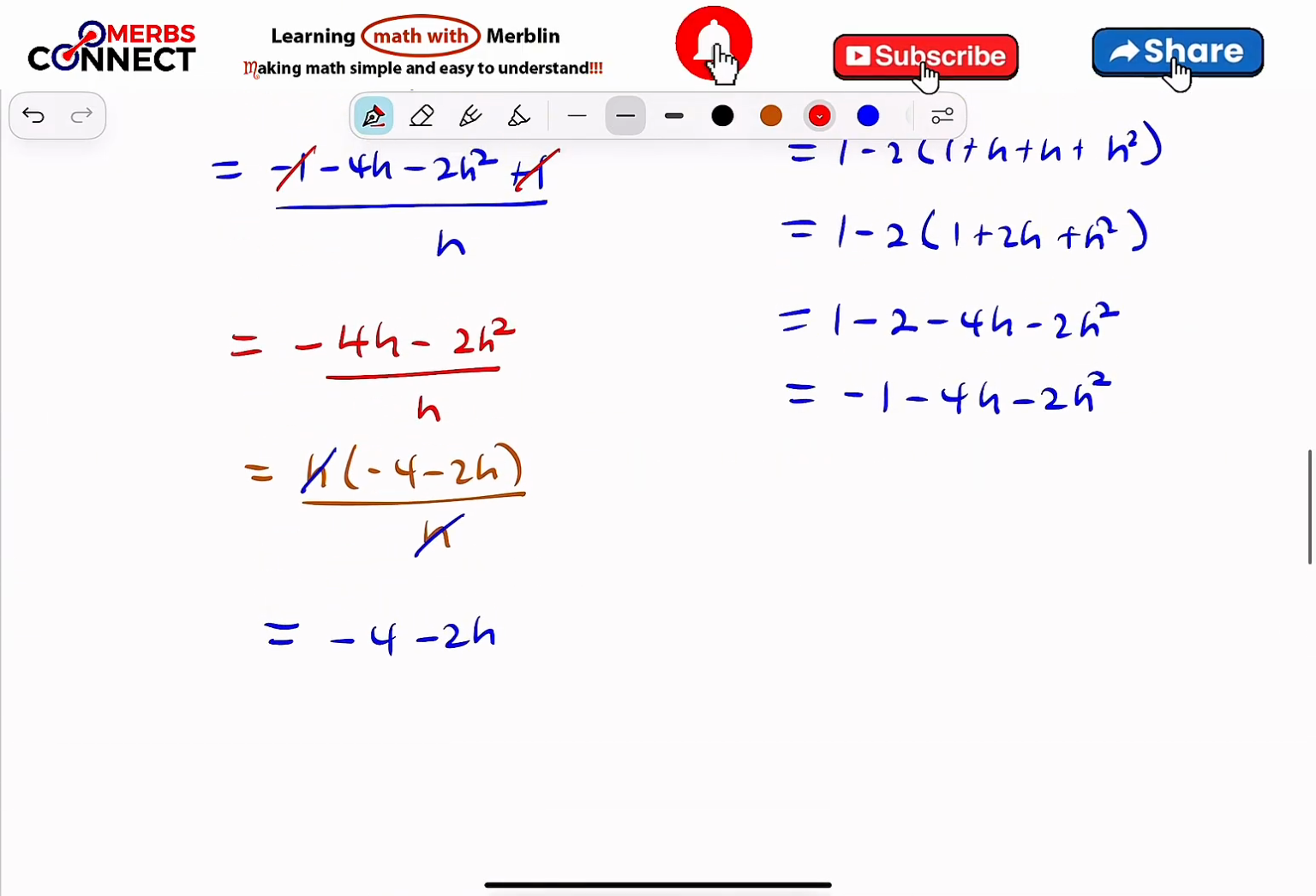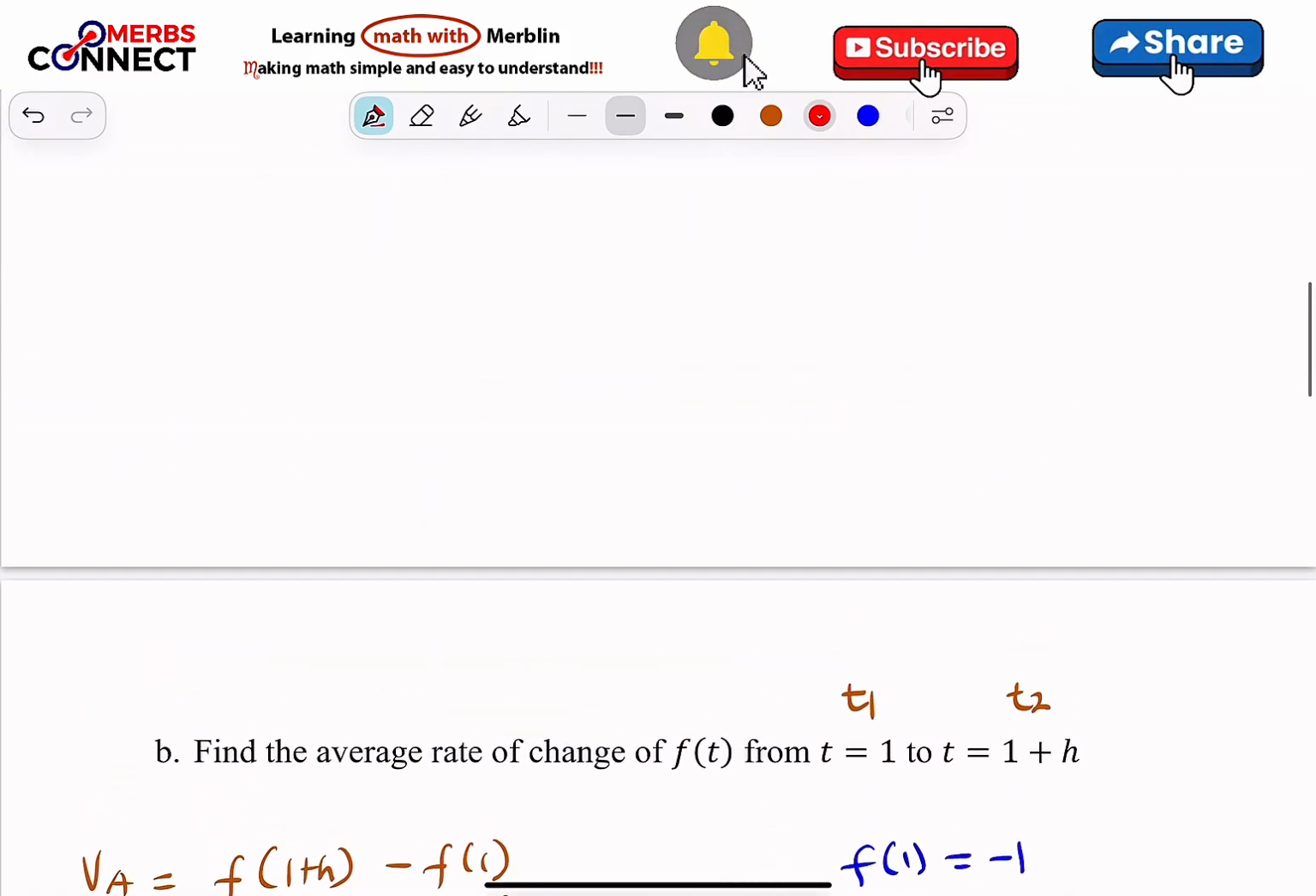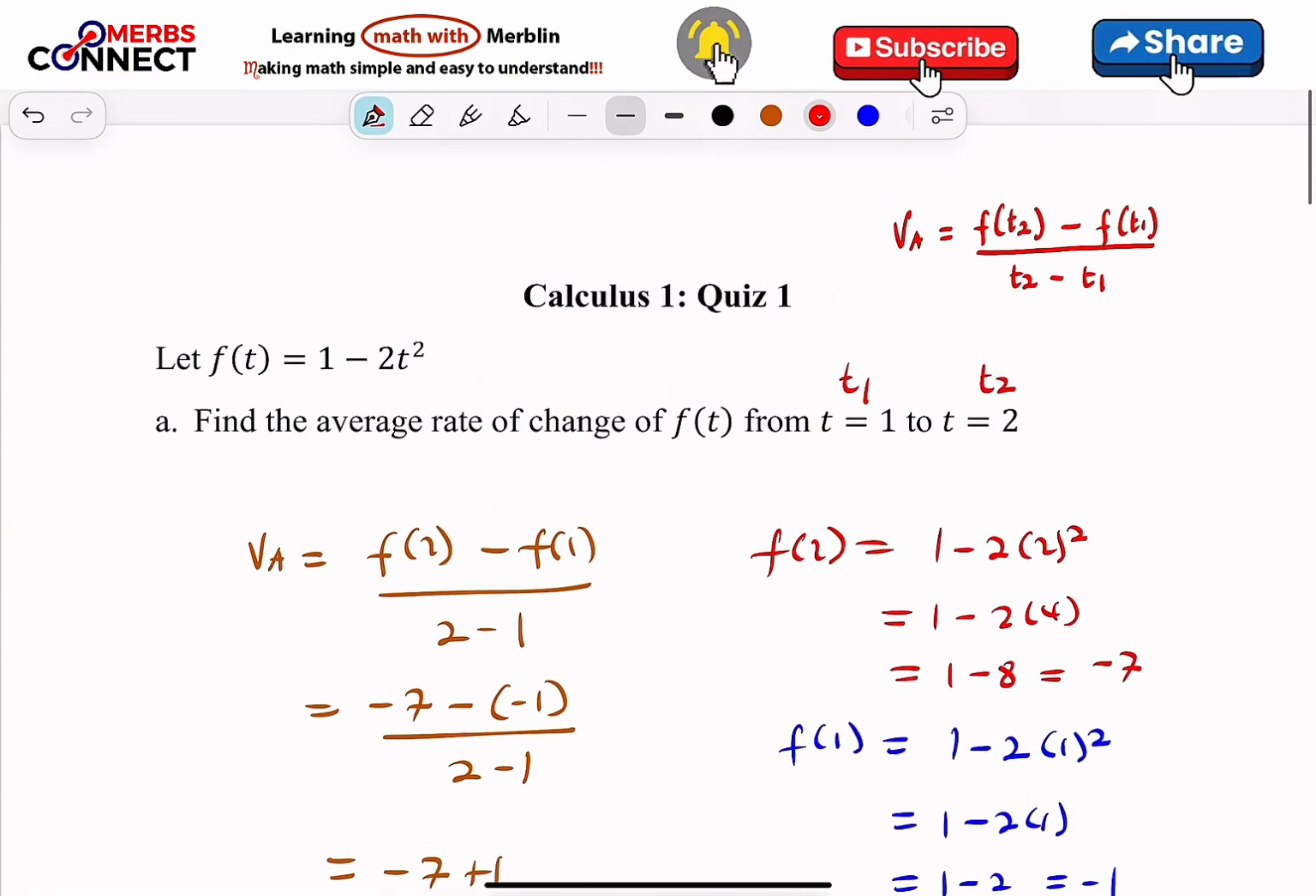So basically, when you are doing it, you need to take your time and go step by step, and then you'll be able to come out with the right answers.